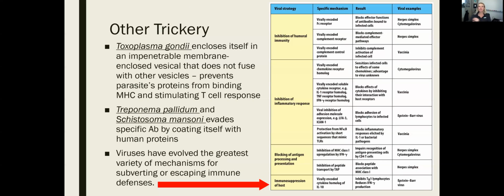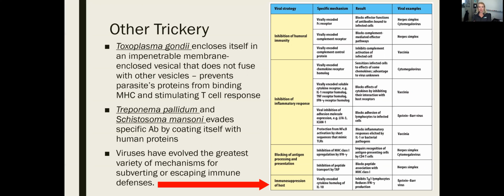And then there's just a whole bunch of other trickery. So I have a few examples here. The table that is from your text shows a whole bunch of other viruses that have the ability to do different things to a host.